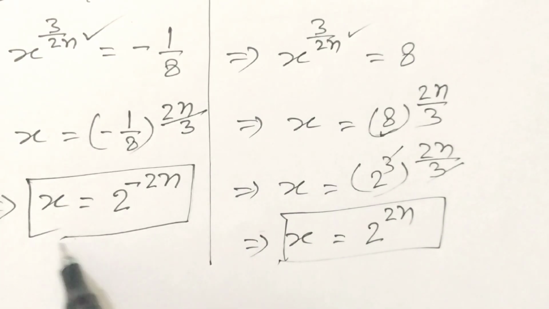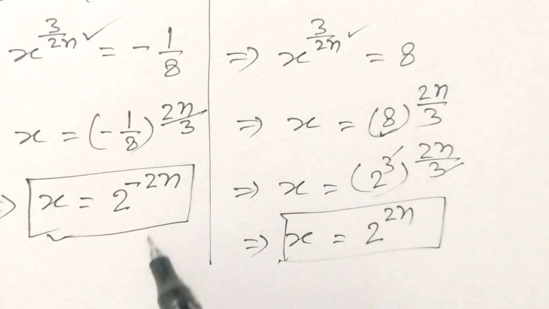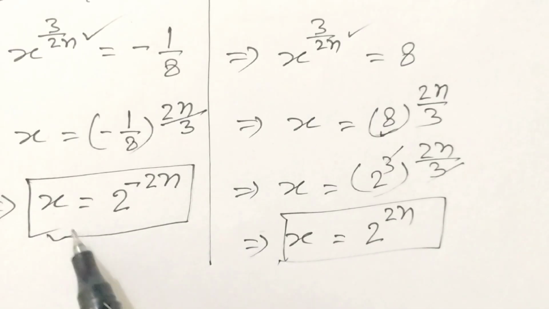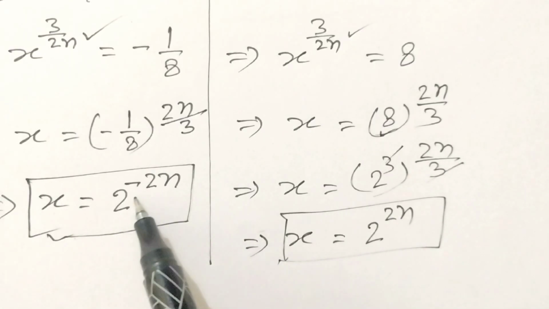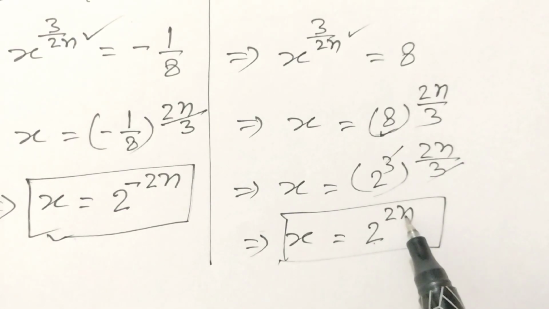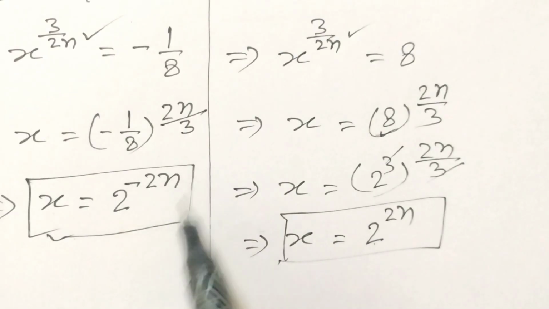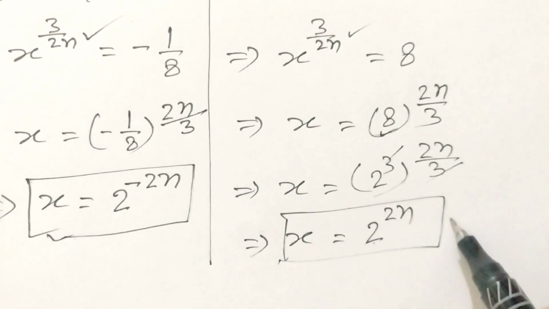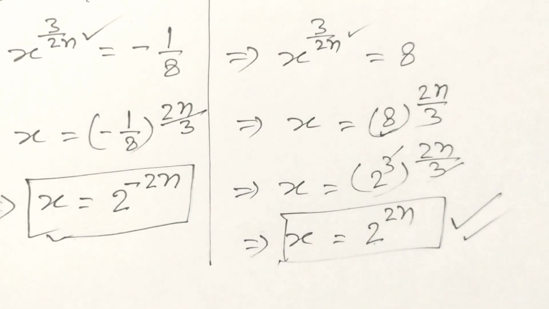Right? So we have achieved two values of x: x is equal to 2^(-2n) and x is equal to 2^(2n), right? Here minus and plus. Okay friends, thank you.